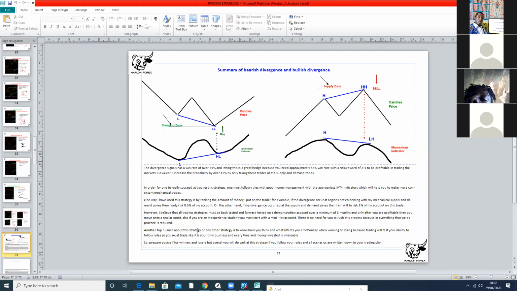Another top nuance about this strategy or any other strategy is to know how you think and what affects you emotionally when winning or losing, because trading will test your ability to follow rules. So you must trade like it's your only business, and every time and money invested is invaluable. So prepare yourself for winners and losers, but overall, you will do well at this strategy if you follow your rules and all scenarios are written down in your trading plan.